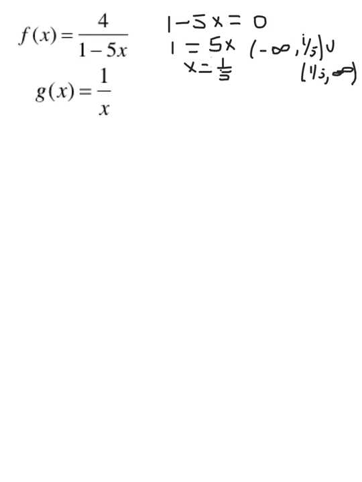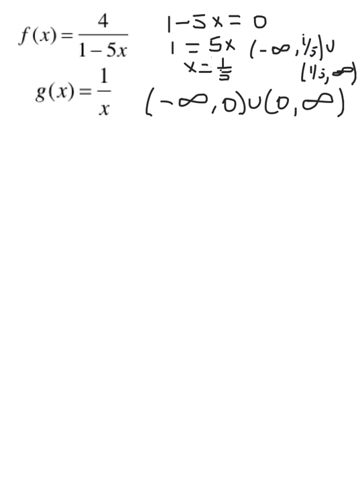Now in g of x, I have the same situation. X cannot be 0. So I have the same kind of domain here, except instead of 1/5 for g of x, I'm just going to put in a 0. So here I have negative infinity to 0, open parenthesis, or open parenthesis 0 to infinity. So this would be my domain for g of x.